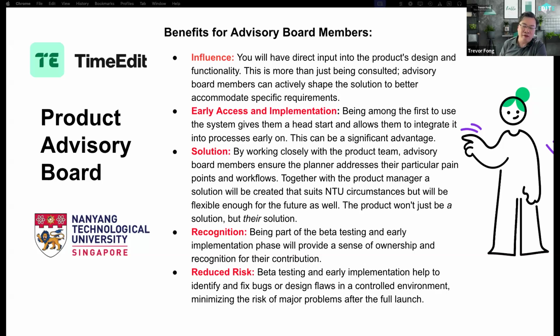So Laura, you've mentioned a few things. I think that's brought up right in front, even before you deploy the system. And the last one is reduce risk, right? You can have an earlier implementation, and all these things can be ironed out even before it goes live. And then, of course, the last one is recognition as well. You have a sense of ownership and recognition for your contribution to building that product together with Time Edit.